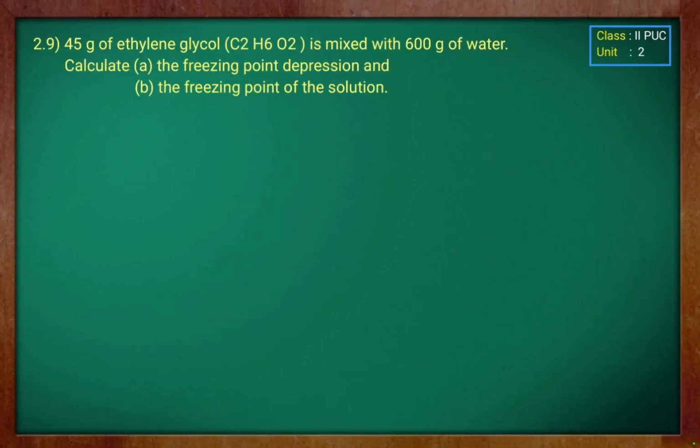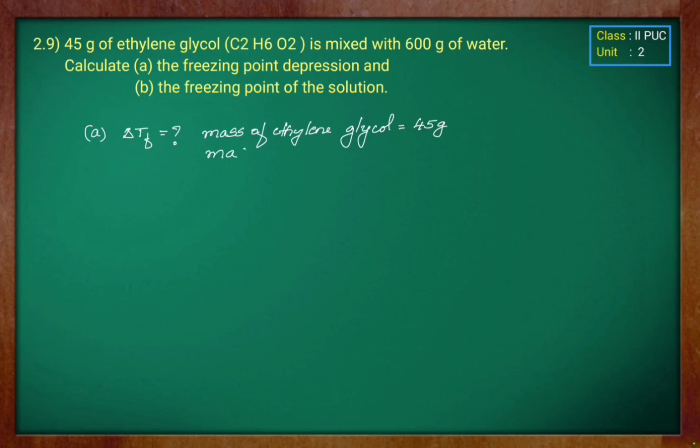Example 2.9. 45 gram of ethylene glycol is mixed with 600 gram of water. Calculate A, the freezing point depression and B, freezing point of the solution. In A, we have to calculate the depression in freezing point, that is delta Tf. So in the question they have given us mass of ethylene glycol, that is 45 gram, and they have also given us mass of water, that is equal to 600 grams.